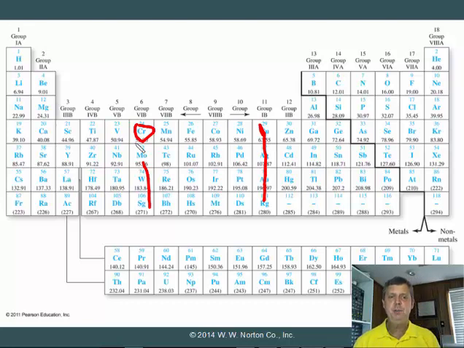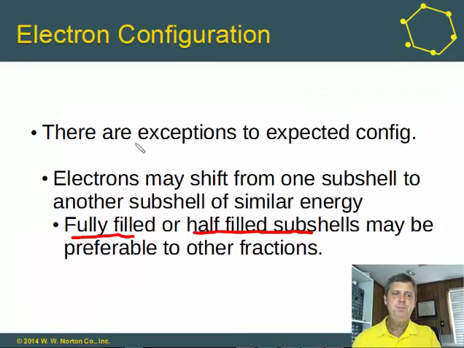As far as exceptions, for 104, I don't expect you to know the exceptions. I want you to know that they exist. I'll accept either of those configurations for chromium as correct on an exam, so I don't want you to stress about memorizing which ones are exceptions. But you should be aware that if we can make fully filled and half-filled subshells versus other fractions, that tends to make the atom more stable, the electrons more stable.